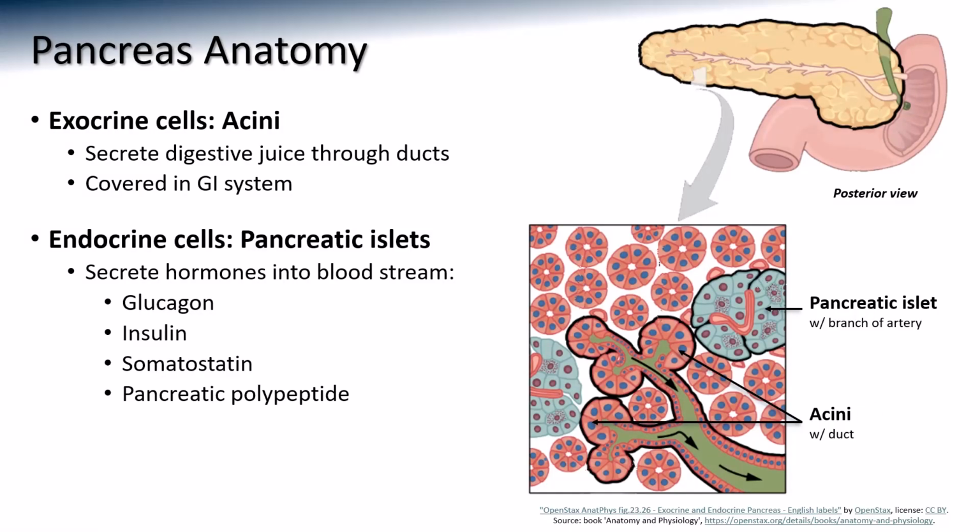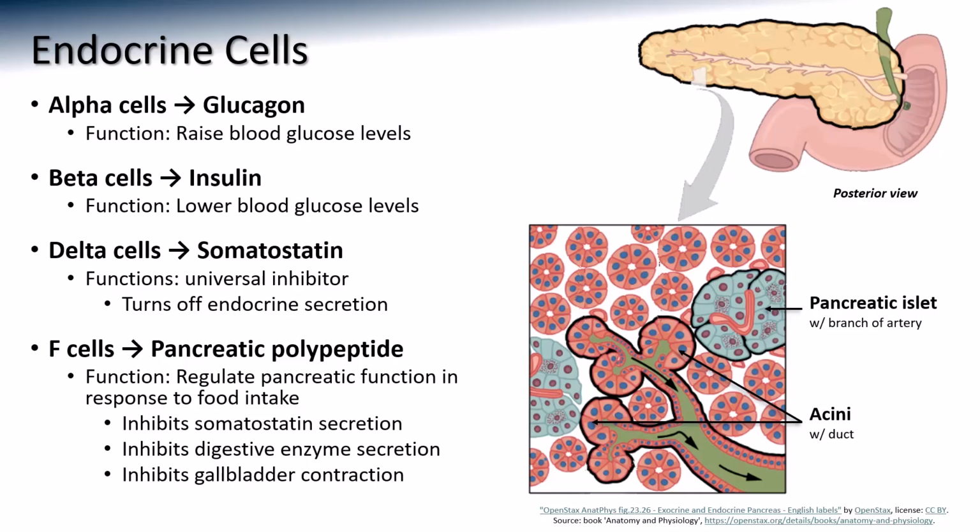All right, there are 4 hormones that are secreted by these islet cells, and those are going to be glucagon, insulin, somatostatin, and pancreatic polypeptide. And each of these hormones is created by a specific type of cell within that islet. Okay, so we have alpha cells that are going to produce glucagon. Glucagon's function is going to be to raise blood glucose levels. Beta cells are going to produce insulin, which does exactly the opposite. It's going to lower blood glucose levels.